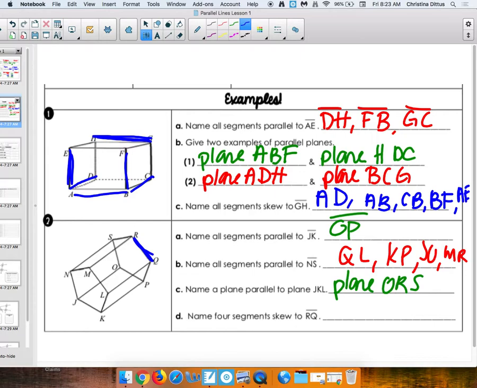NJ, JK. JK works. What else? KP. Hold on. JK and then what did you say? NJ. Okay, so JK, NJ. What else? MN. That works. And one more.